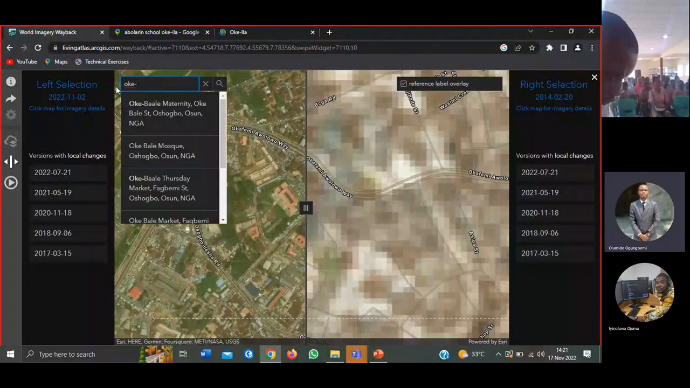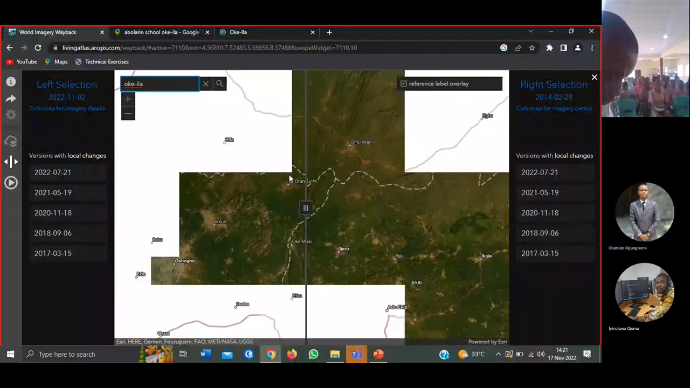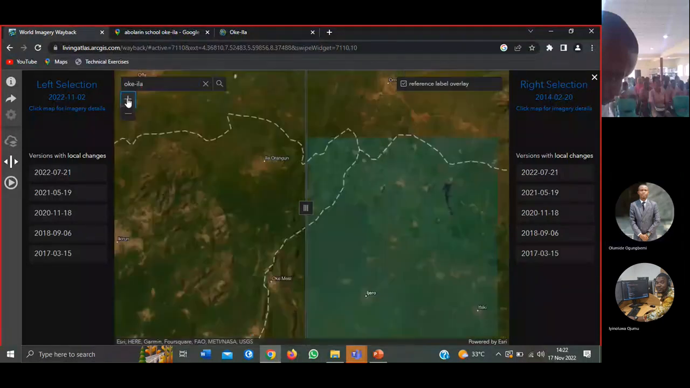Okay, let me just see it. Let me use the surrounding places in Oke Ila. So this is Oke Ila. Most of them are born in Oke Ila. Popular to everyone. They grow up in Oke Ila. So your school is around here actually.